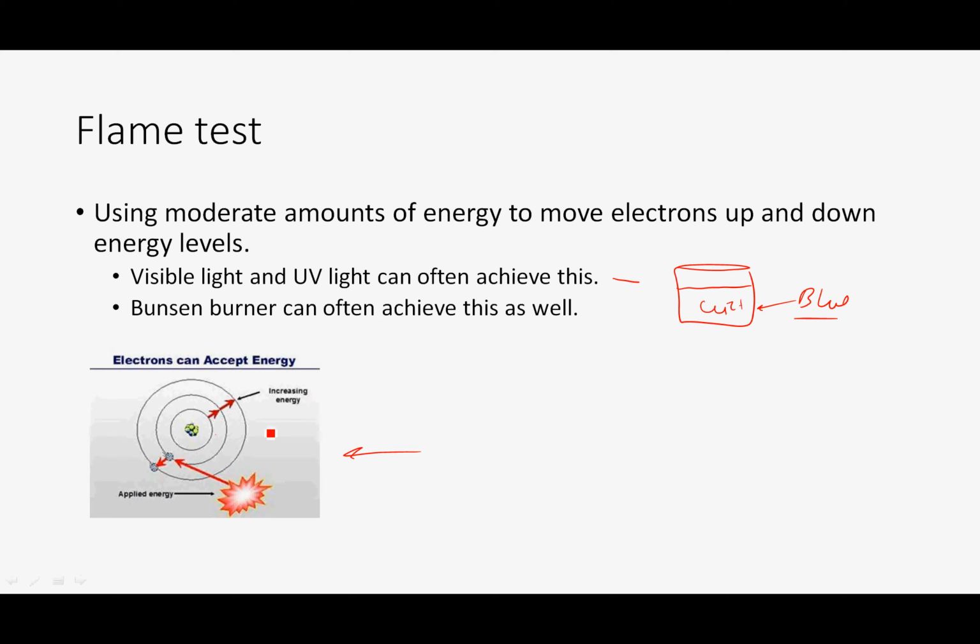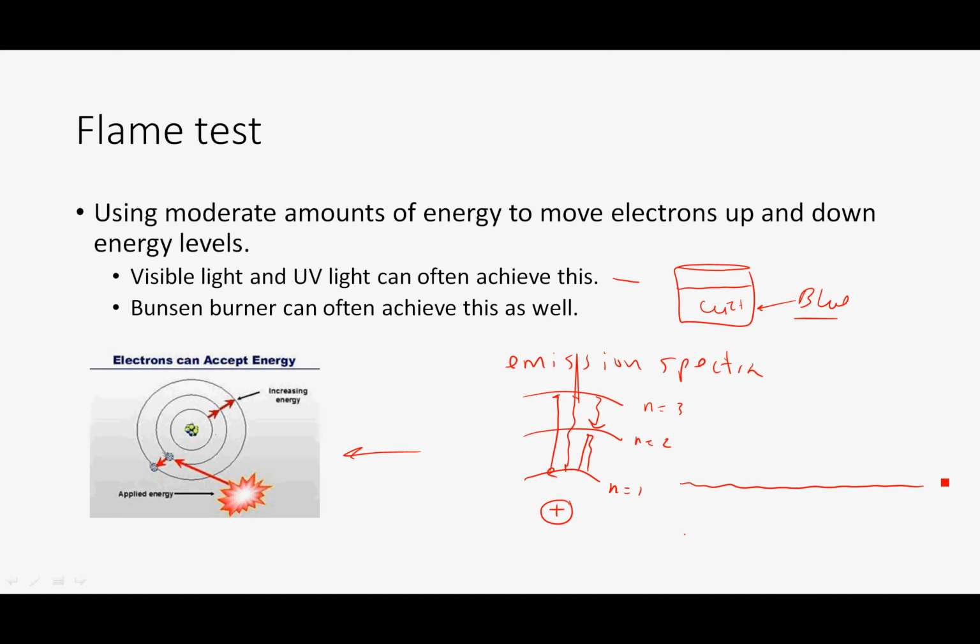When we cause an electron to move energy levels, we get a very specific emission spectra. This isn't necessarily going to be involved with just a Bunsen burner, but for example, if I take a hydrogen atom and I have three energy levels here, let's just say n equals 1, n equals 2, n equals 3, an electron really has a couple options. It can jump all the way to the top and fall all the way down. It can jump just to the second one and come down, or maybe it could drop from the third one down to the second. So basically, hit it with energy and then we look.